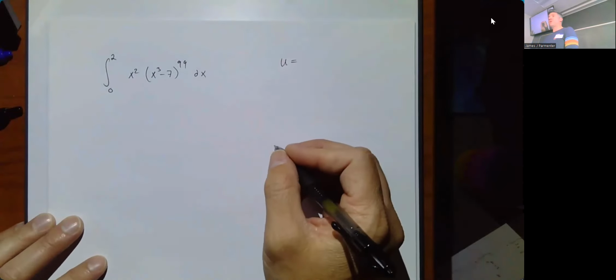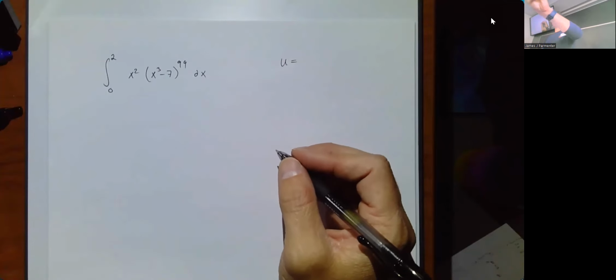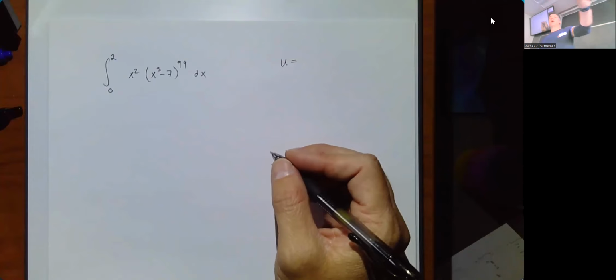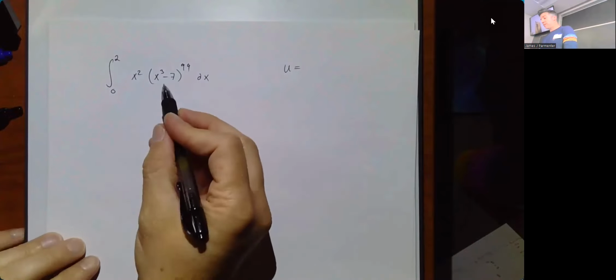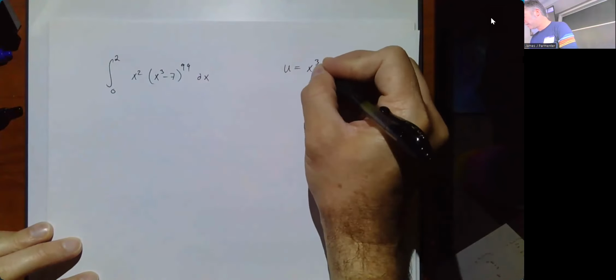We should let u equal, and here's a good way to choose u. There are two things to think about when choosing u. You want to pick u equal to something whose derivative is also there. And a good place to look for u is something stuck inside another function. So u is the thing inside the sine function, or the exponent of e to the something, or the thing being raised to a ridiculously high power. So I'm going to pick u equal to x cubed minus 7.